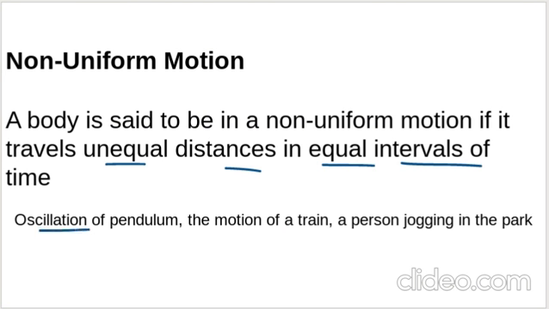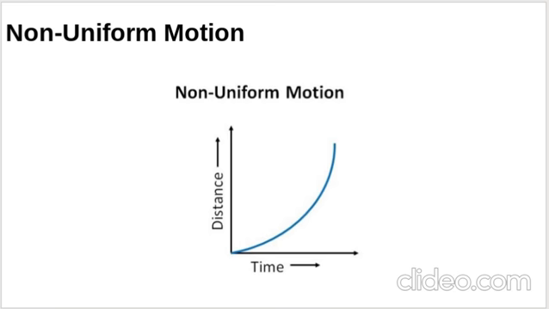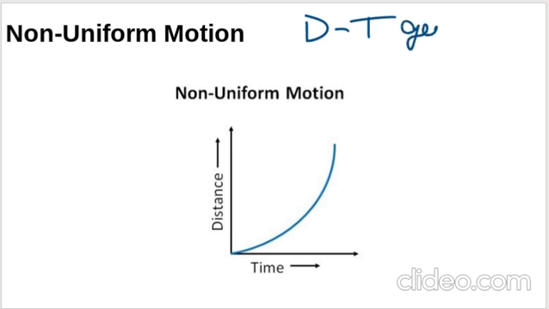For example, oscillation of a pendulum, motion of a train, a person jogging. Now, person jogging, is it like every time you will go at a constant speed? No, right? It can go here and there also. So that is non-uniform. What is the DT graph of it? Again I'm explaining the DT graph of non-uniform motion. Here it is not constant, so it will always remain curved. The distance-time graph of a non-uniform motion will always remain curved only.